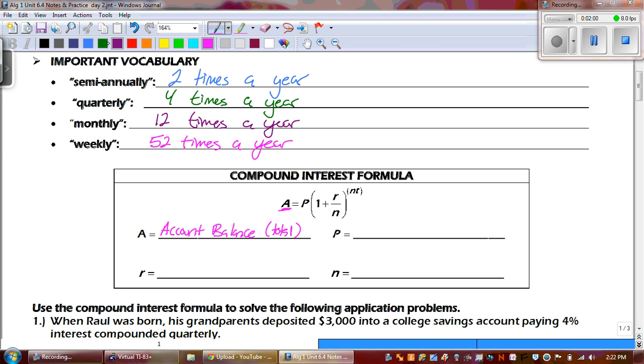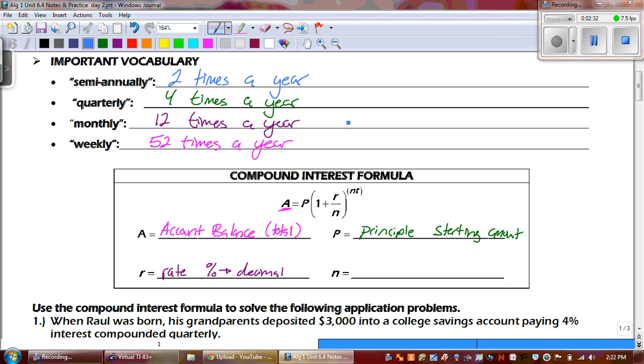Now P stands for your principal. And that is the money that you start with. So that's your starting amount. Okay? R is still your rate. And you want to make sure that you take the percent to a decimal.